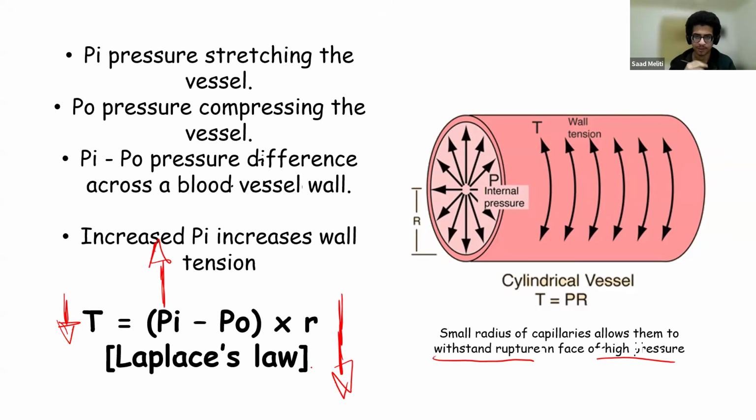Okay, so I hope that makes sense. I look over here, there is high pressure, but the radius of capillaries is really, really small. It's extremely small. So the tension, as a result, won't be that high, even if you have an increased pressure in these capillaries. Does that make sense?